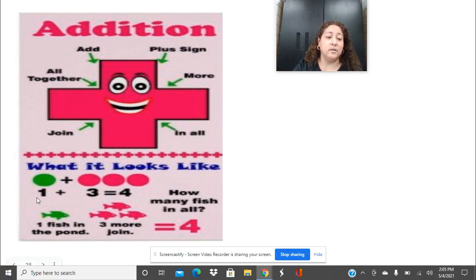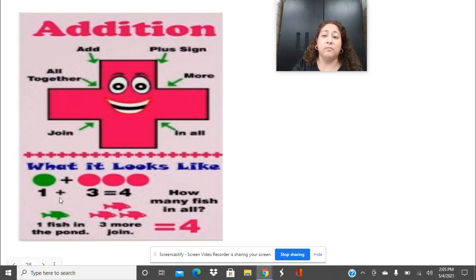But this is, if you can look right here, this is an addition sentence. And you read it this way: 1 plus 3 equals 4. Remember, this is the sign. The name of the sign is called plus. That means when you have one green dot, plus means that we're going to add 3 more. Equals, you count them all together, 1, 2, 3, 4, equals 4. So that's an addition sentence: 1 plus 3 equals 4.